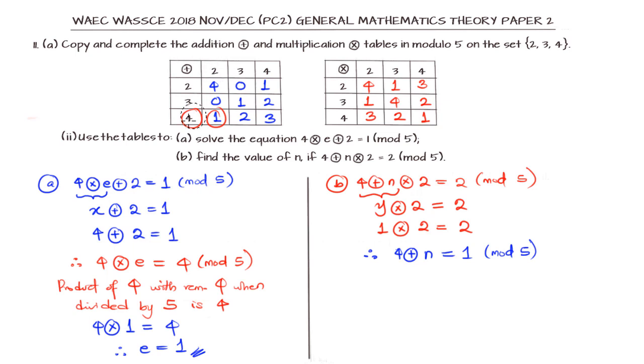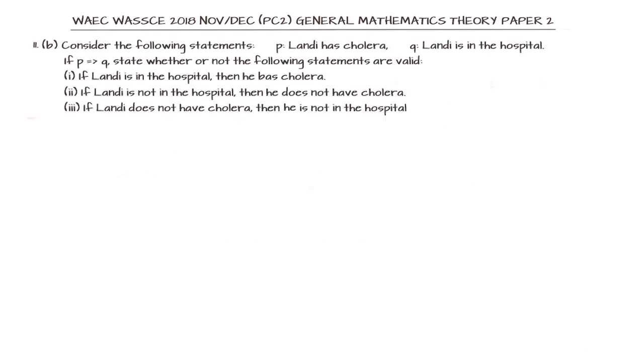If you take out our previous addition, you can see that 4 and 2, whenever we add them together, it will give us 1 in modulo 5. So, meaning that our n is equal to 2. And with that, we've also gotten the value of n.